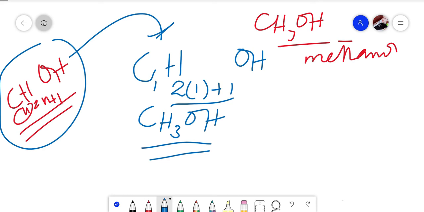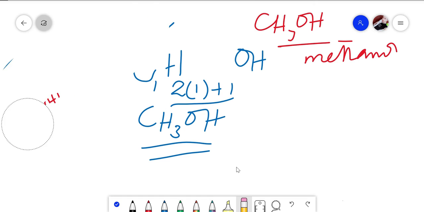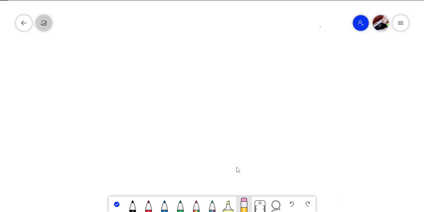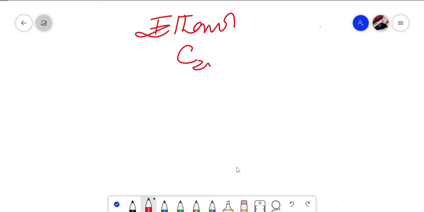Yes, sir. Now, ethanol is the most important one. Methanol is also important, but in your course, ethanol is important because most of the questions are coming out of ethanol. So we will work on the ethanol now, and along with that, we need to be doing the naming also. Okay. Now, working on ethanol, it is C2H5OH.